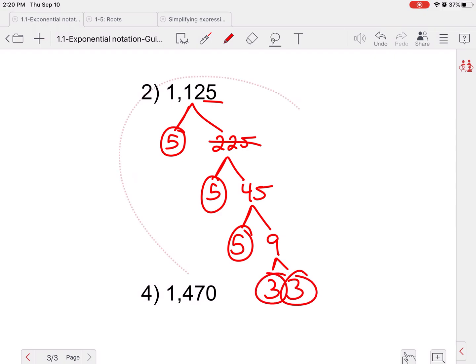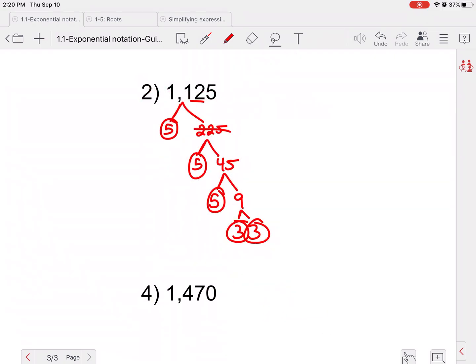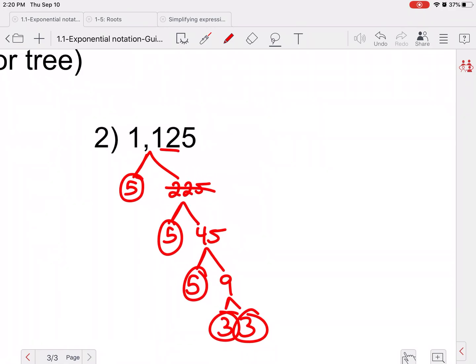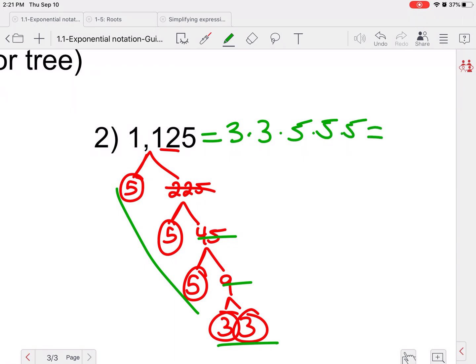Okay. I'm going to go ahead and just shrink this a little bit so it fits better on my page. So now, we usually do this in descending order, okay? And again, the 45 and 9 don't mean anything to me because I've already broken those numbers down. So I have 2 3s and 3 5s, so I'm going to have 3 times 3 times 5 times 5 times 5. So that is the prime factorization.